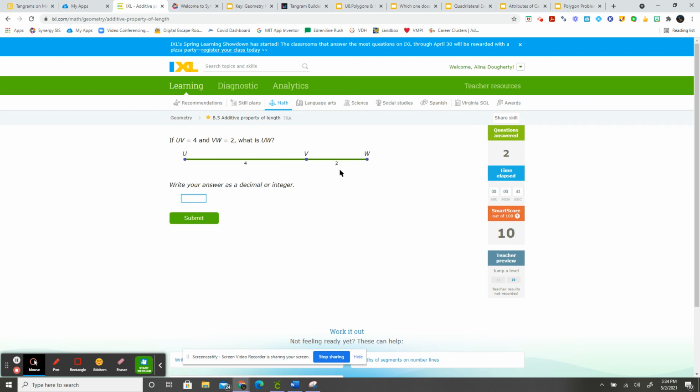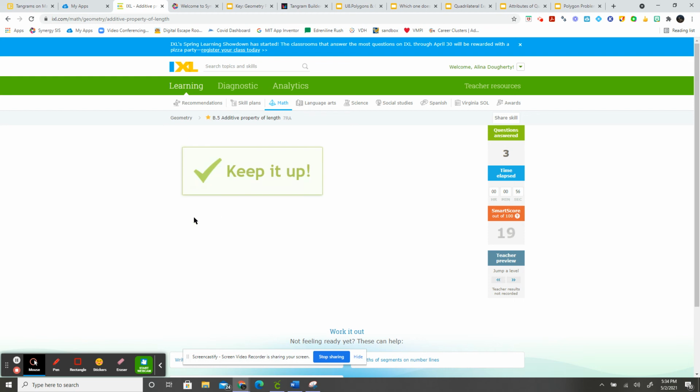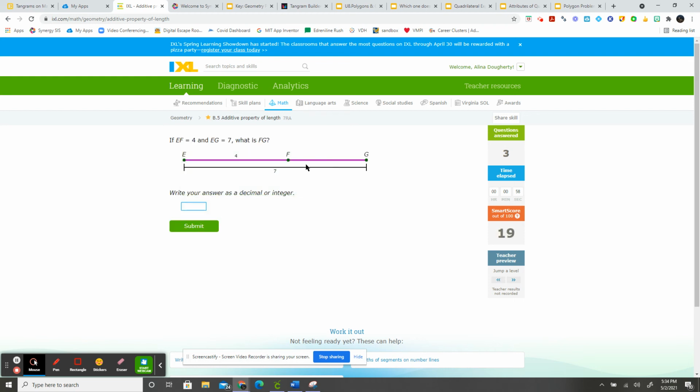If I have 4 on the left and 2 on the right, and I want to go from U to W, that's the whole way across. So 4 plus 2 is going to be 6. They do start off easy and they do get a little harder.